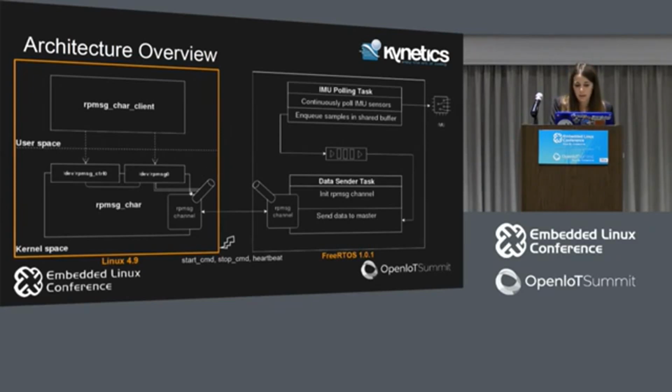Here we can see the rpmsg channel as well as the endpoints. And on the left side, we have the Linux side, so our master core, which is running Linux. We can see the rpmsg char kernel driver, which exports our endpoint data as character devices. And finally, we have our user space application that interacts with the character devices to read data and dump data on a text file.